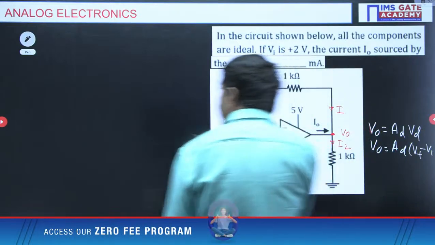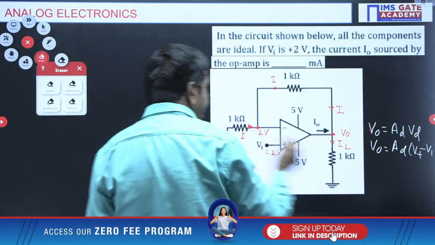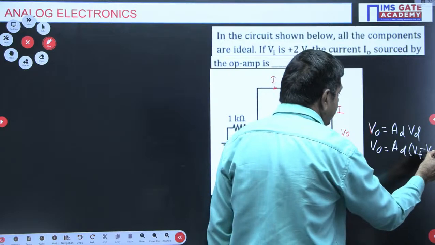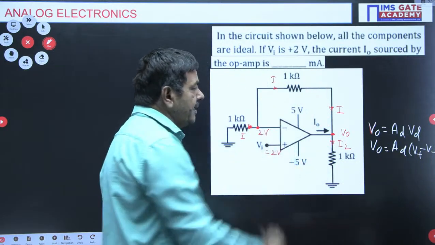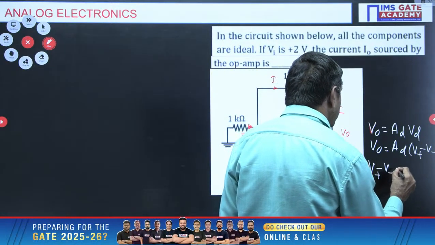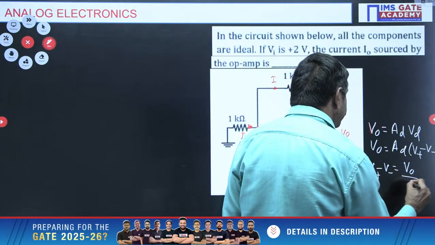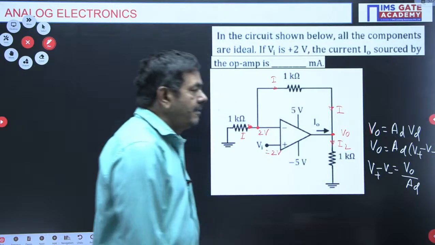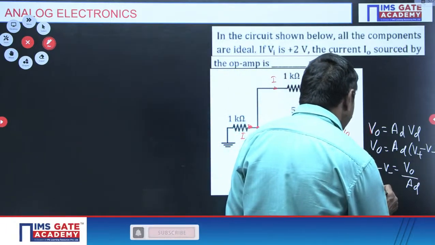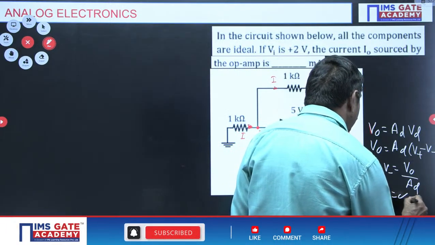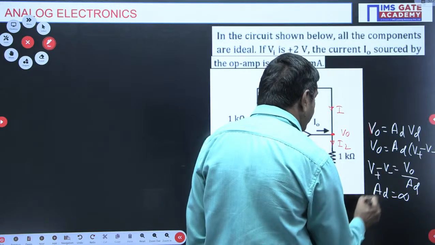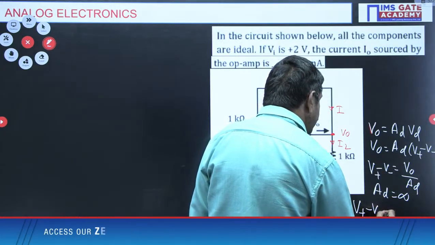V plus minus V minus, I can write as the differential voltage V plus minus V minus. That is nothing but V0 by AD, as everybody knows. In the ideal case, AD is infinity. An ideal op amp has a differential gain of infinity, so V0 by infinity is 0. Therefore V plus minus V minus equals 0 only.